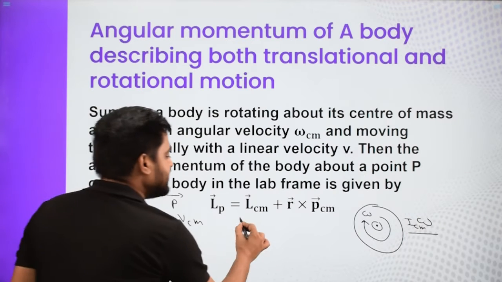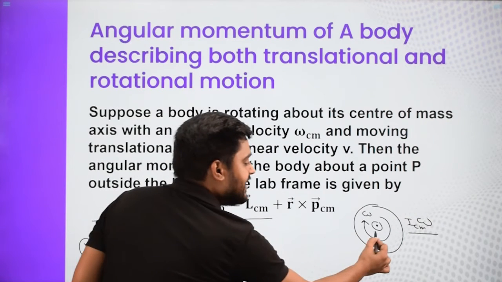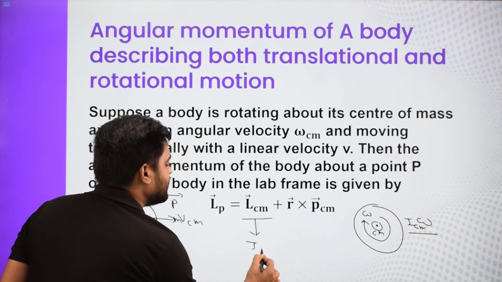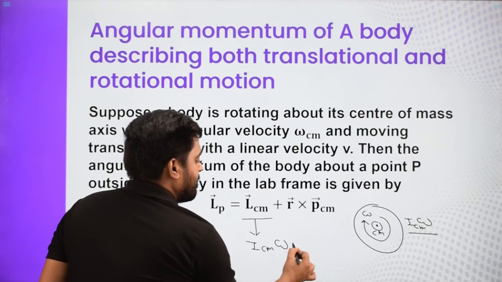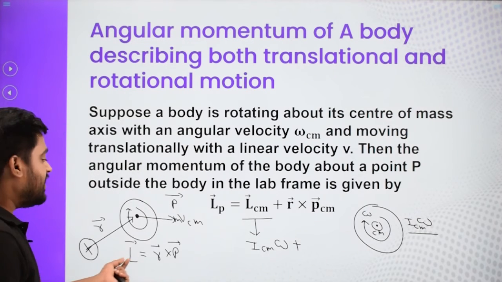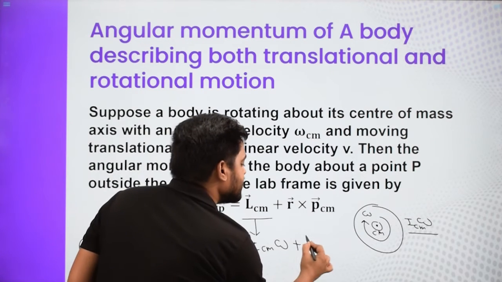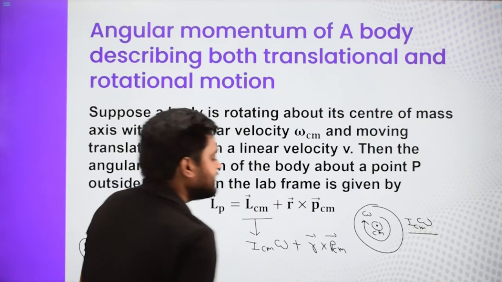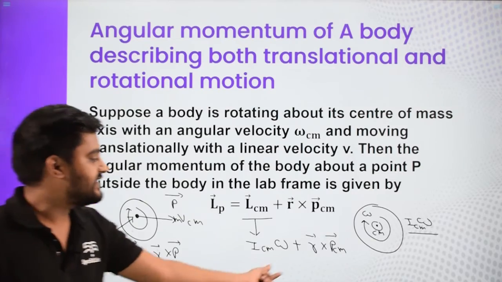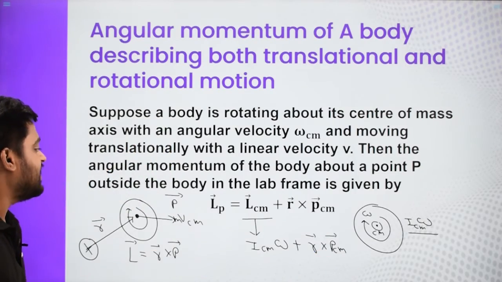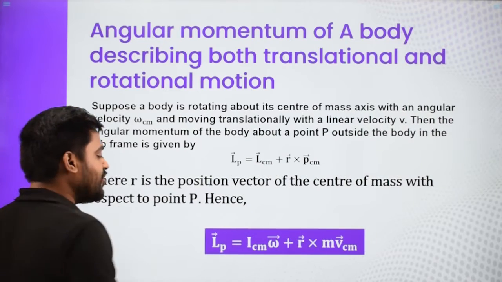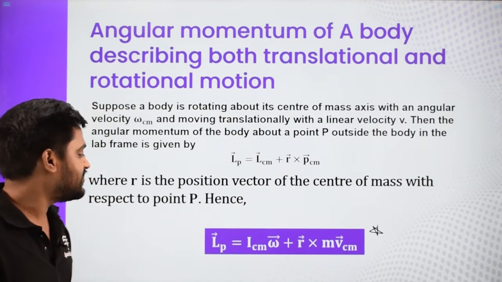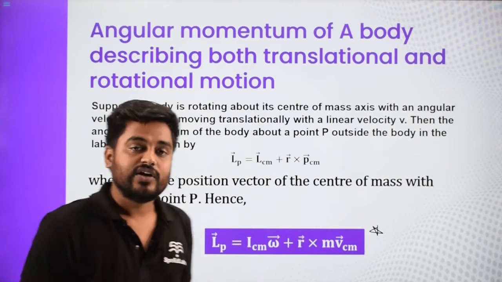So this LCM is angular momentum about its center of mass, which is ICM into omega, plus this angular momentum, which is nothing but r cross p vector. And p vector is the linear momentum of its center of mass. So this is the formula which gives you the angular momentum of an object which is both rotating and translating. So this formula is again important to get the relationship.